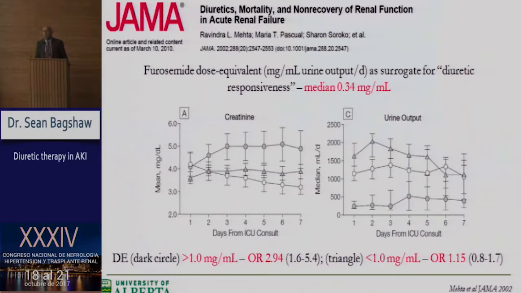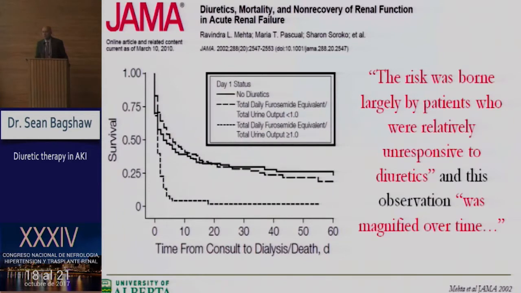And it's clearly obvious that there was effect modification in outcome associated with whether patients were diuretic responsive. Now, whether this was a surrogate for less severe acute kidney injury was associated with a lower probability of death or not is unclear, but this is an important finding in the study that needs to be emphasized.